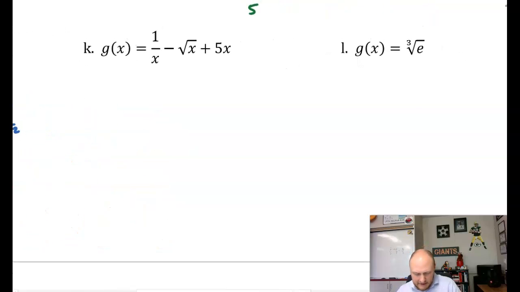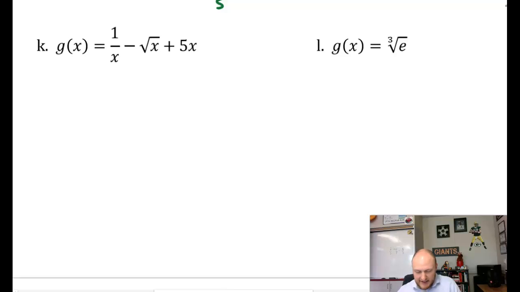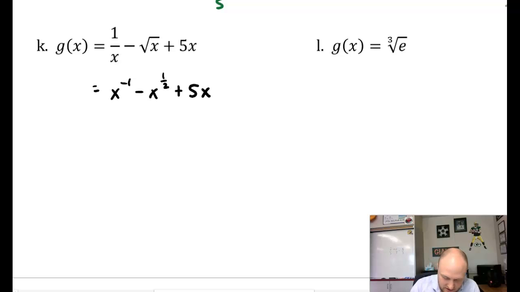Okay, and K and L. I'm going to let you try this one. So K and L, go ahead and finish this up. Okay, hopefully you paused the video. Here's what you should have gotten for K and L. You had to prep, again, I'm going to take this variable out of the denominator. So that's x to the power of -1. And then I'm going to change the radical to a fraction power 1/2 plus 5x. Okay, there's G of x.